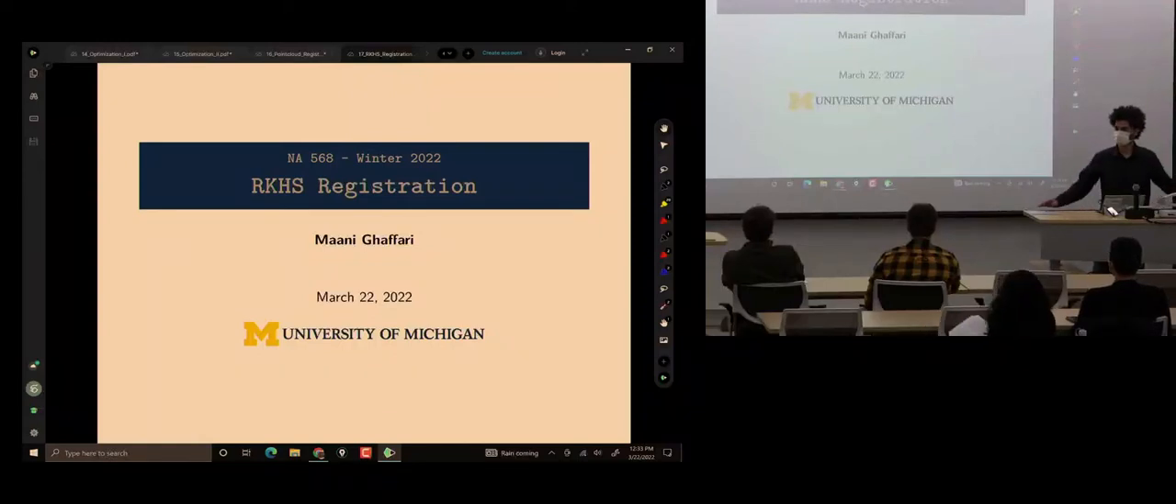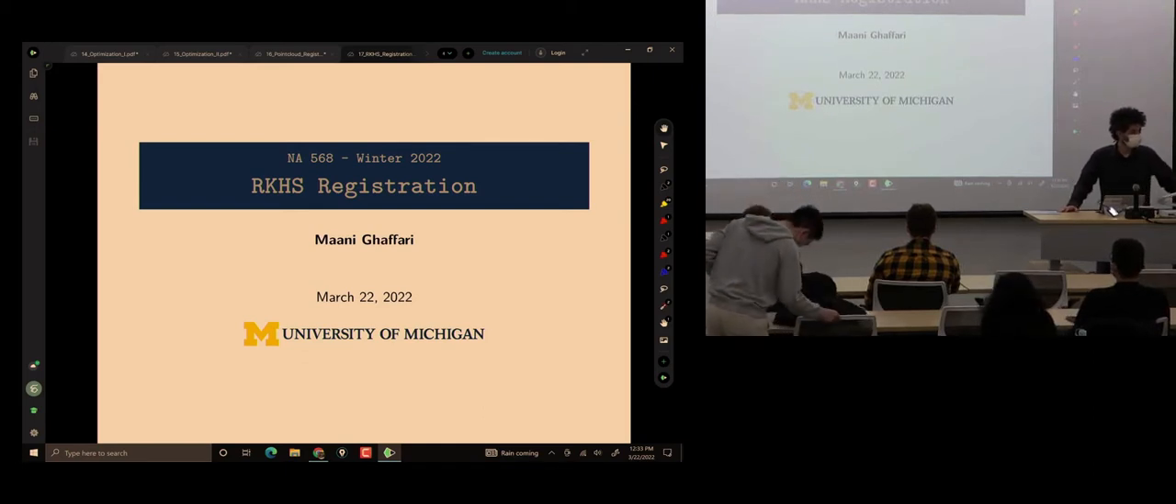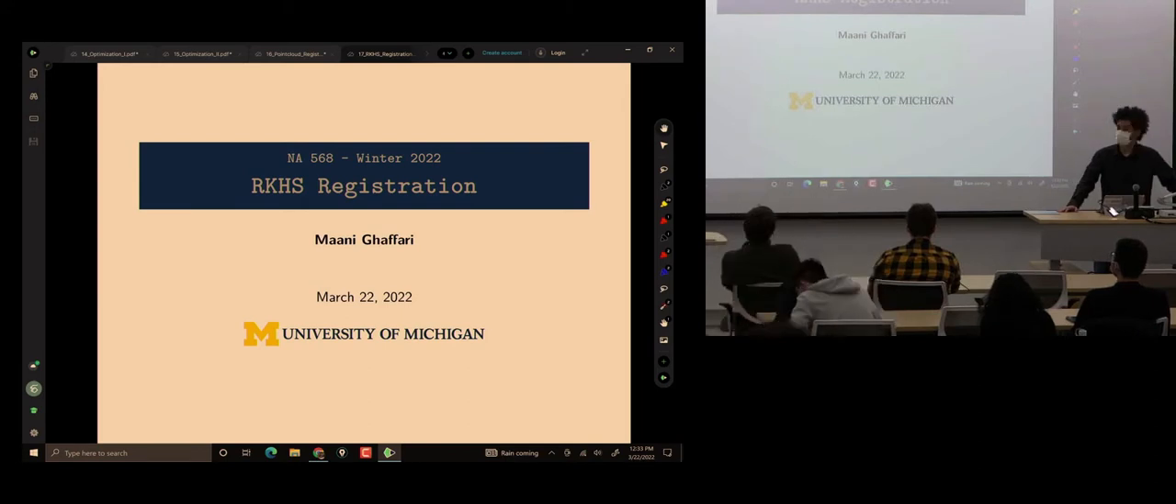So welcome to the second lecture on point cloud registration. In today's lecture, we will cover a somewhat new framework for sensor registration, but mostly in the context of point cloud registration that we're interested in. I call it RKHS registration. It stands for Reproducing Kernel Hilbert Space.